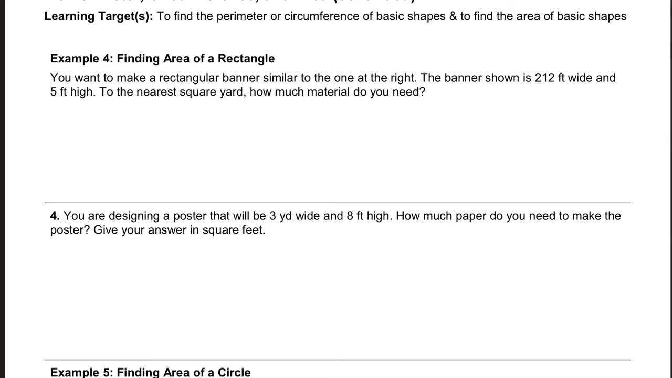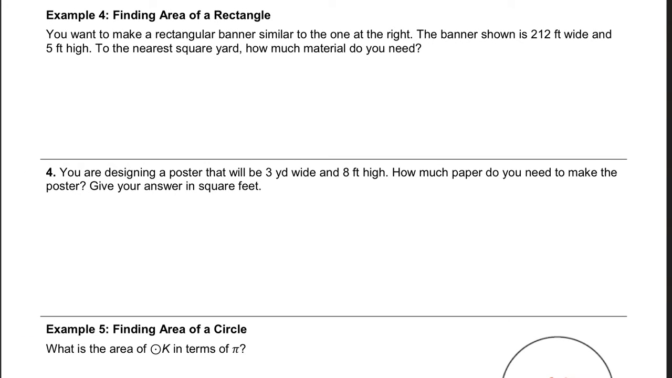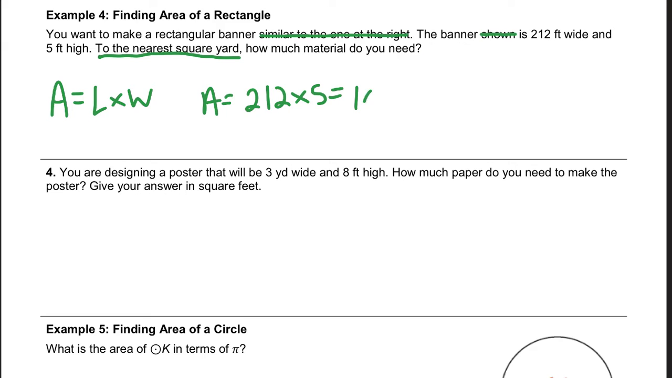All right, so in this half of the lesson, we're going to be focusing in on area. Example 4 asks you to find the area of a rectangle. If you read through this, it says similar to the one at the right. I didn't include the image, okay? But it says the dimensions are 212 feet by 5 feet, and it asks for your units to the nearest square yard, okay? So what I'm going to do is find the area, length times width, in square feet first, and that's 1,060 square feet.